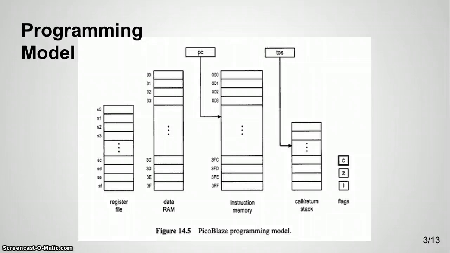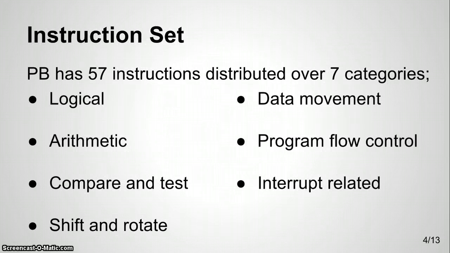This is an overview of the programming model, which is also called the instruction set architecture. As mentioned in the previous presentation, there are 16 8-bit registers, a 64-byte data RAM, the 3 flags of carry, 0 and interrupt, the program counter, and the top of stack pointer. When an instruction is executed, the contents of these are modified explicitly or implicitly. The PicoBlaze has 57 instructions, which are organized into 7 categories, according to what operations they perform.